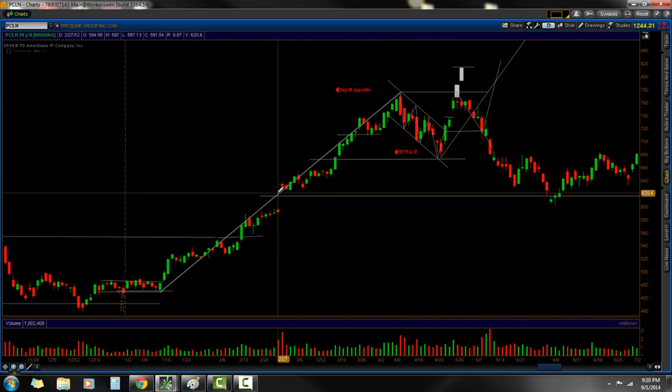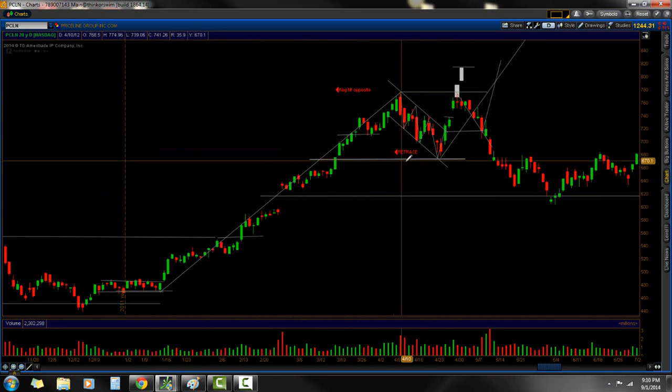Break your pole up into quadrants to kind of help yourself.